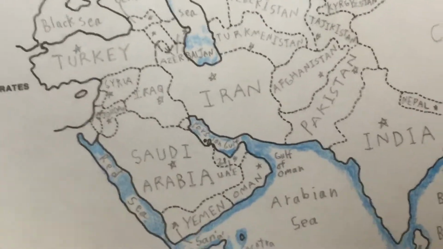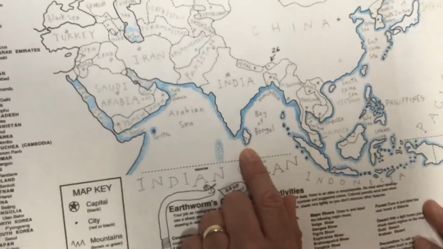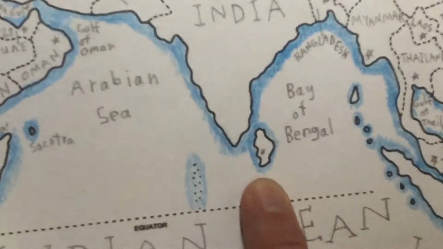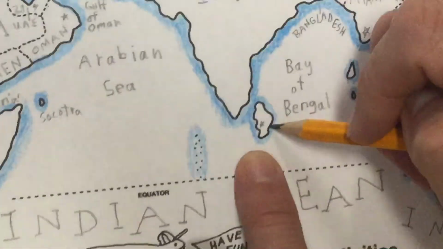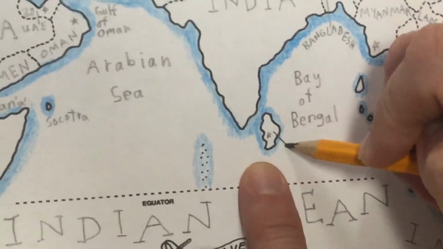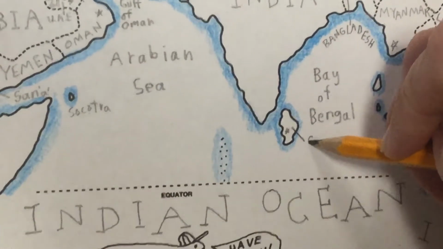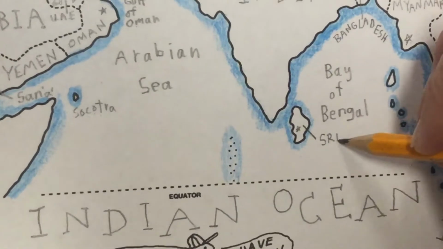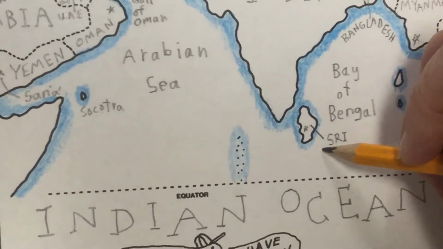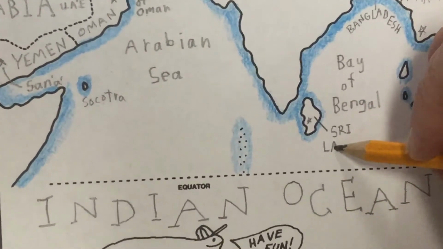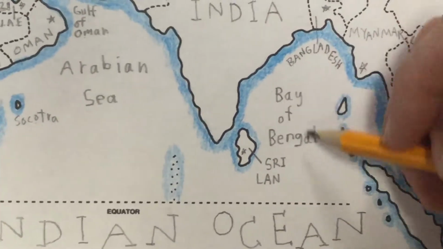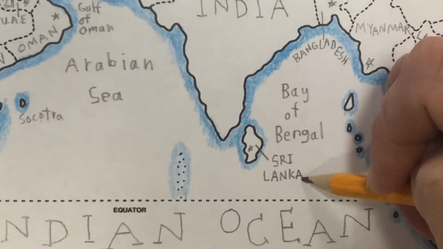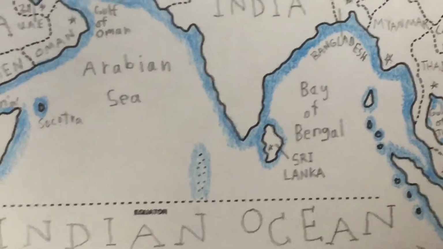The next one is an island country just off the coast of India. And this is the country of Sri Lanka. I'm going to put the little leader line, and then write S-R-I, Sri Lanka, L-A-N-K-A. All right.